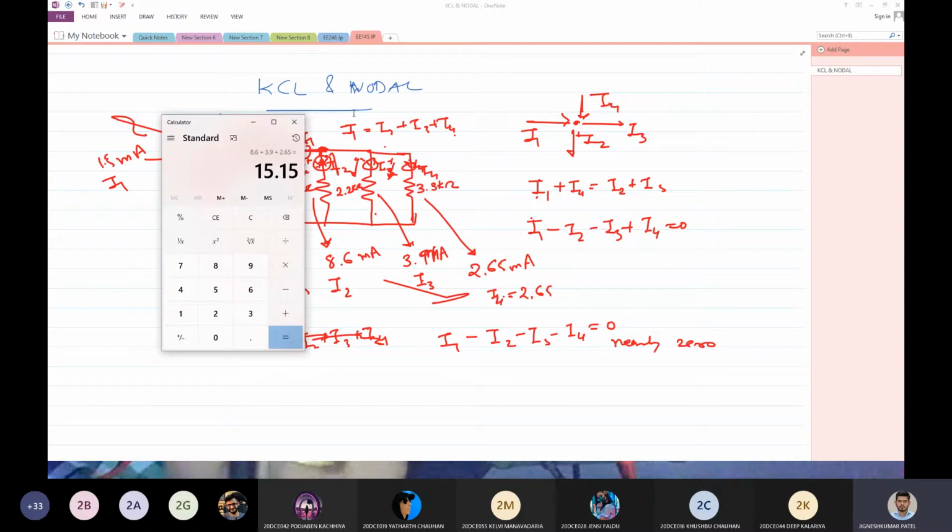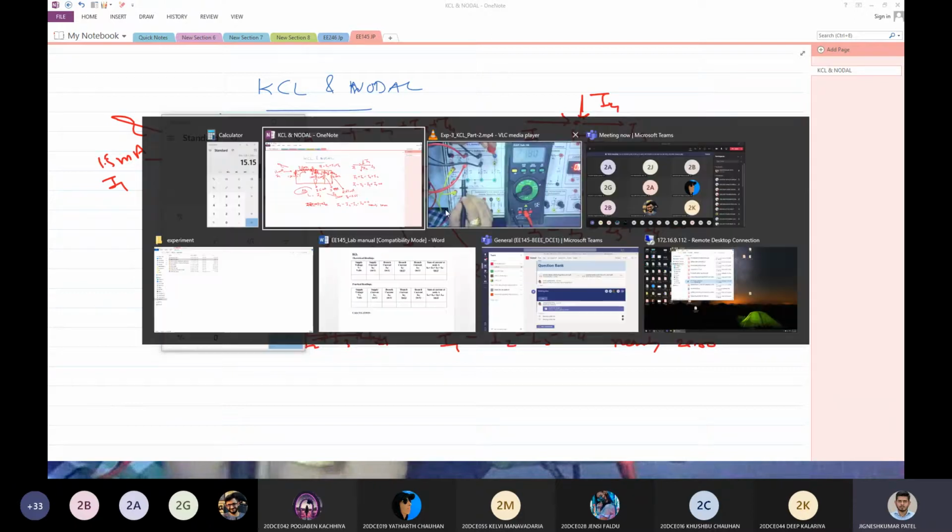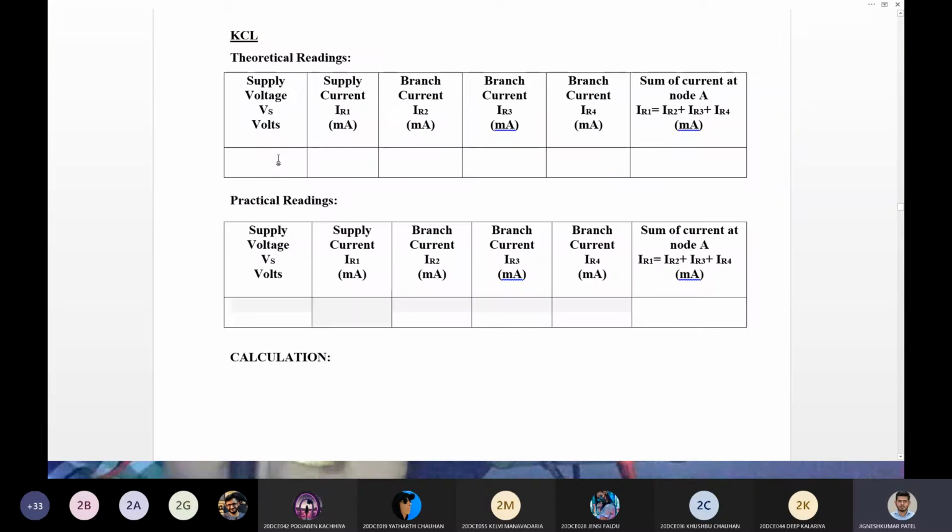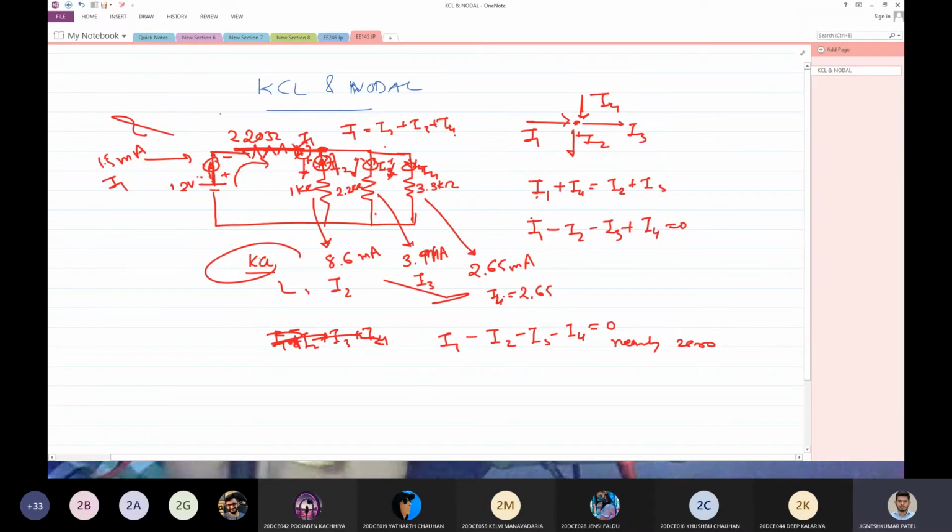And for nodal analysis, you have to do it at home for these readings, the theoretical readings. So you'll get theoretical readings, and you will get the practical readings over here that we have taken. Either you can do one thing, just take a screenshot of this reading. So you will get I1, I2, and I3.